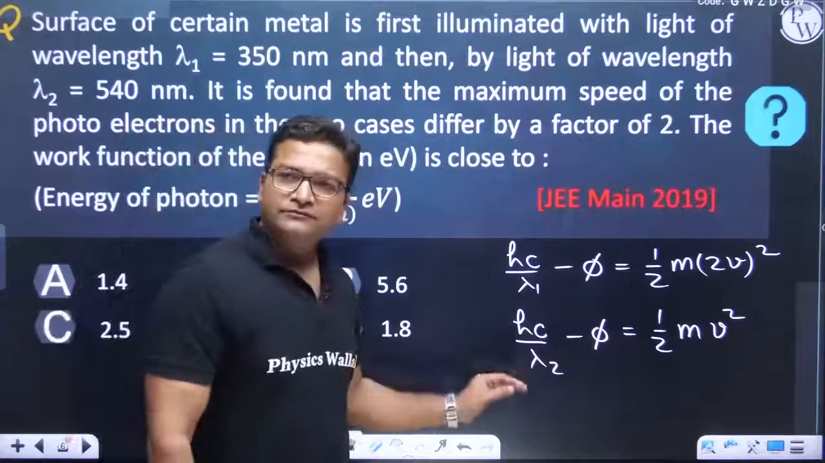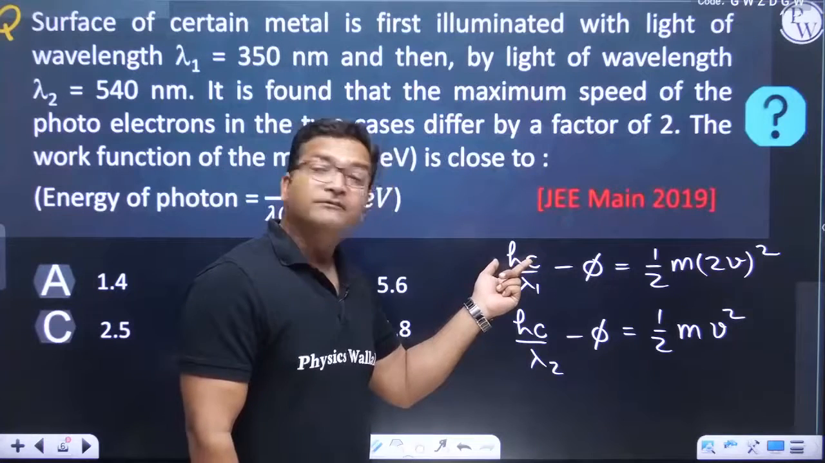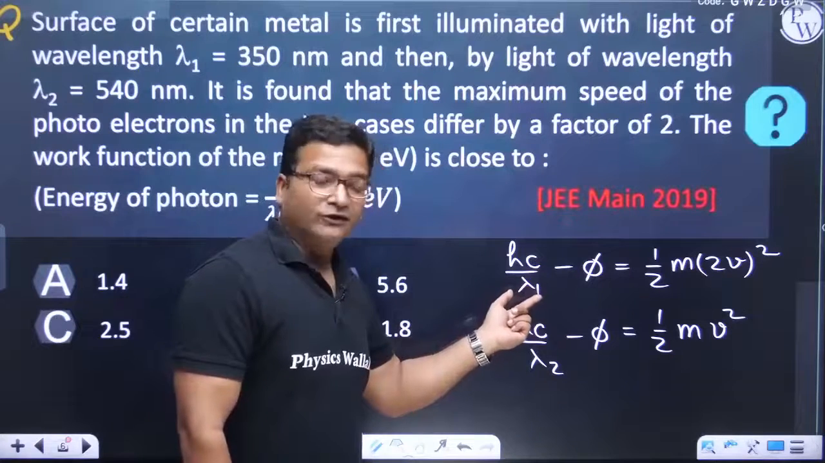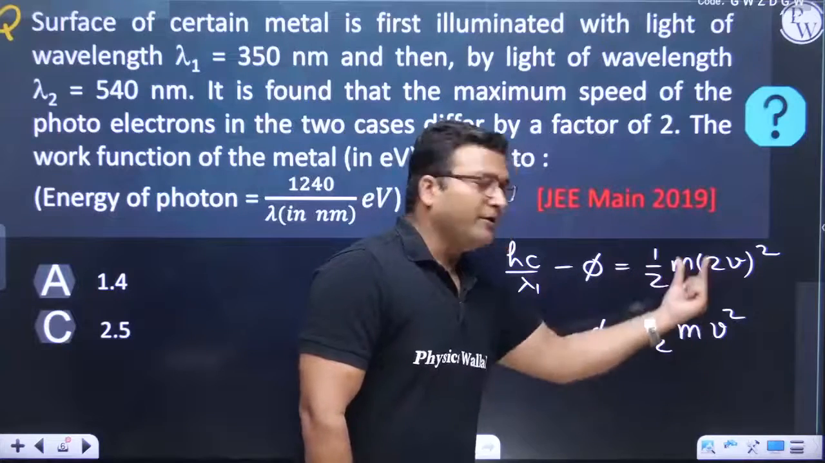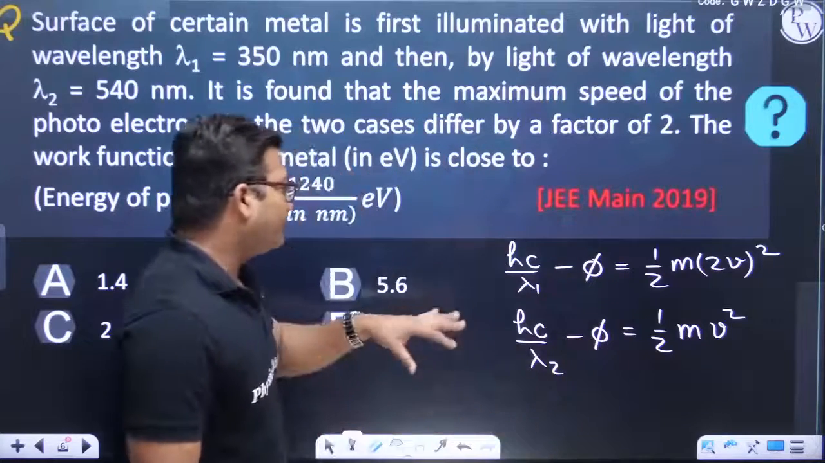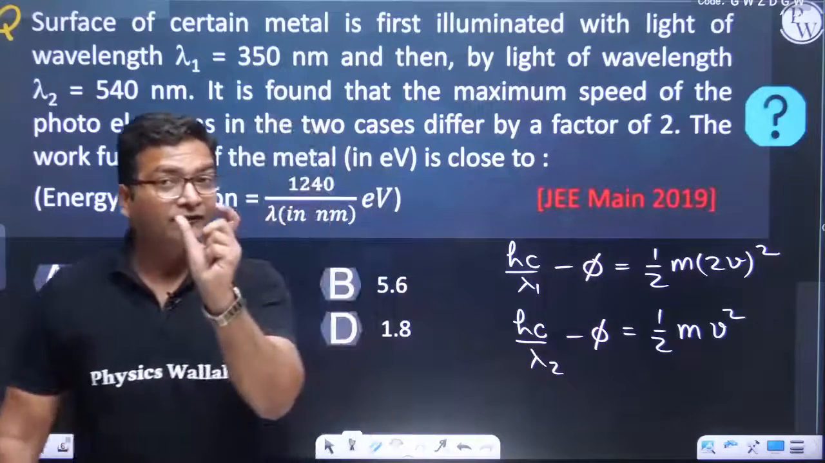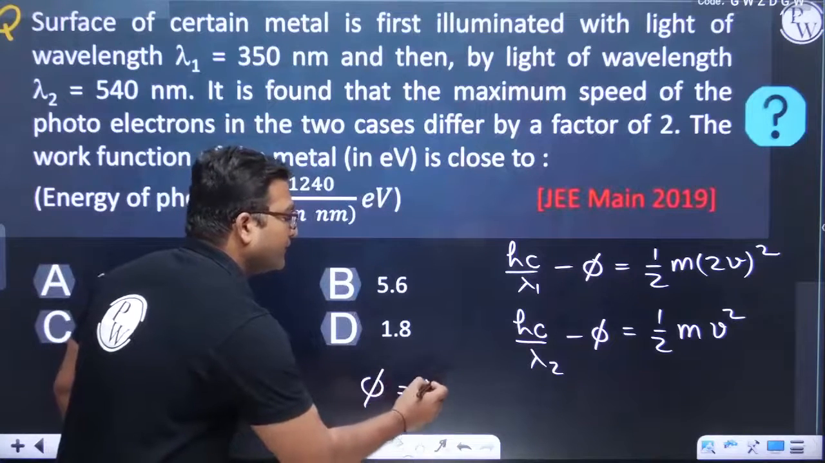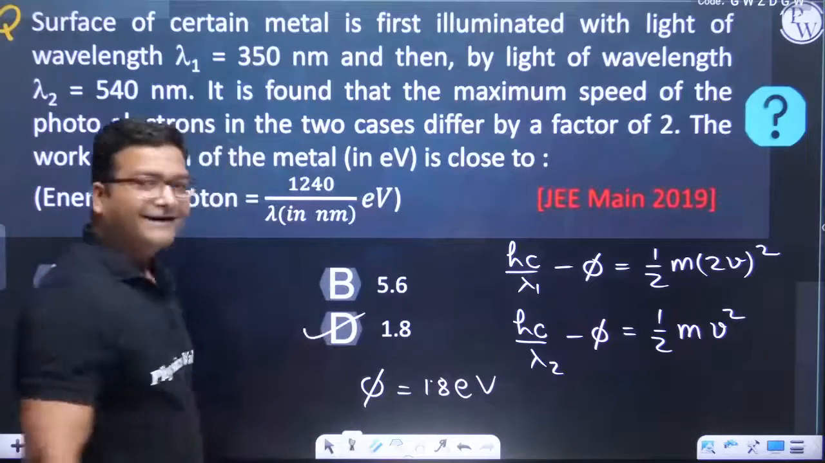If you divide these two, it's very easy. You know hc is 1240 electron volt nanometer, so you put lambda in nanometer and you will have this value. Here the ratio would be 4, and you can easily calculate the work function. After dividing these two equations, only phi will be unknown. After solving, you will see the work function phi is close to 1.8 electron volt. So obviously option D is your correct choice.